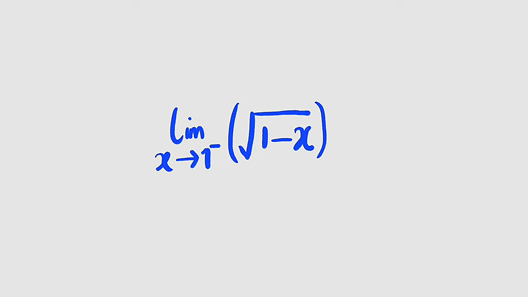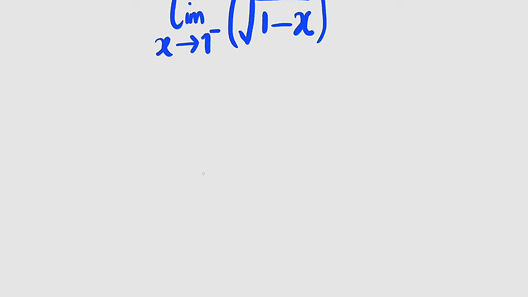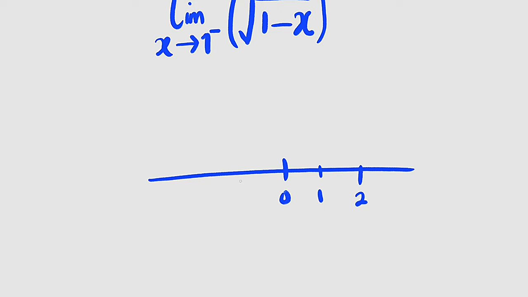Now let us take the second one. So here is the second problem. We would like to evaluate the limit of the function the square root of 1 minus x as the value of x approaches 1 from the negative direction, that is from the left hand side. Suppose we have a number line here, this is 0, this is 1, this is 2. If you come to the other side, you have -1, -2. And this is the number of interest, which is 1. So we are approaching 1 from the left-hand side.